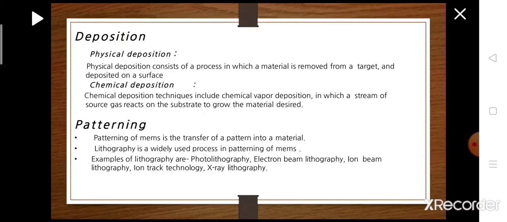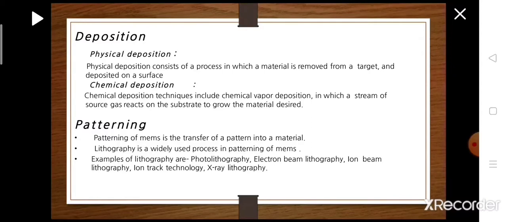Physical deposition consists of a process in which a material is removed from a target and deposited on a surface. And deposition that happens because of a chemical reaction is known as chemical deposition. The chemical deposition techniques include chemical vapor deposition, in which a stream of source gas reacts on a substrate to grow the material desired.